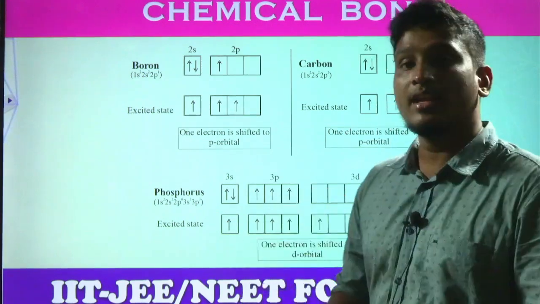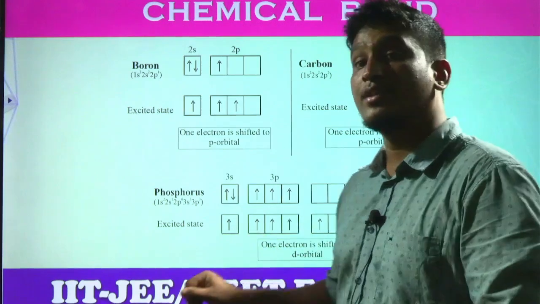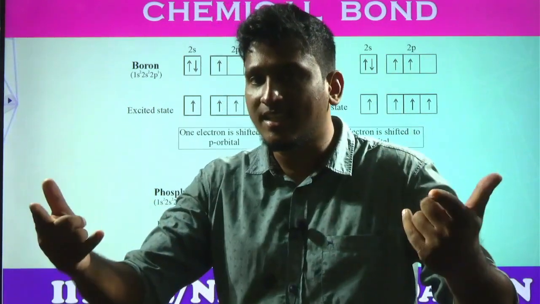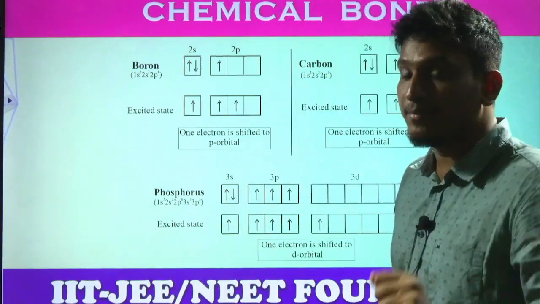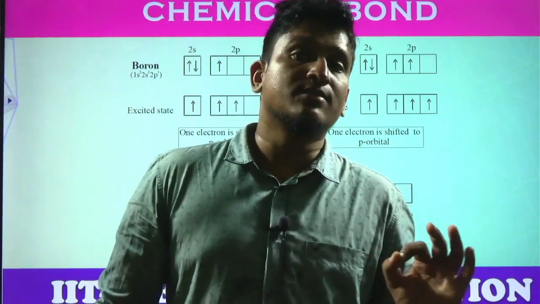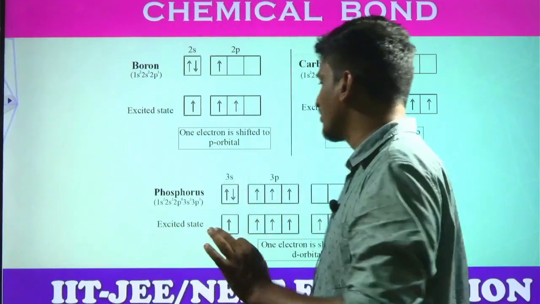Now how many half filled orbitals are there? You can count 1 2 3 4 5. Now the number of half filled orbitals becomes, students, 5. What is the new valency? The new valency is 5. That's why phosphorus can form phosphorus trichloride, PCl3, as well as phosphorus pentachloride, which is PCl5, students, right?